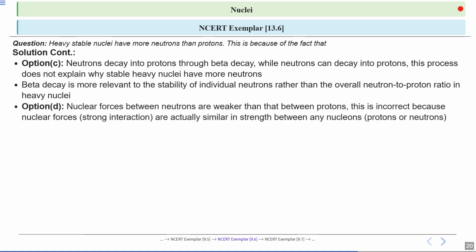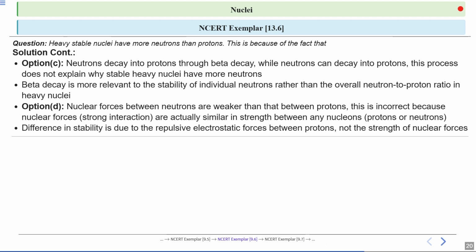Option D states that nuclear forces between neutrons are weaker than between the protons, but this is incorrect because nuclear forces are actually similar in strength between any nucleons. Nuclear forces don't depend upon the charge of nucleons. The difference in stability is due to the repulsive electrostatic forces between protons, not the strength of nuclear forces.